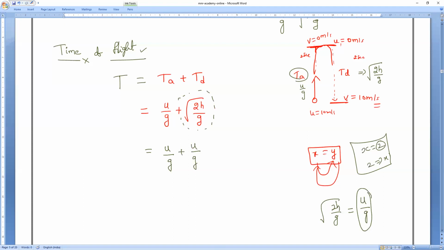So this is equal to, you all can know it. LCM is same. u plus u, what? 2u. Sir, only one doubt: how is root 2h by g equal to u by g, sir?